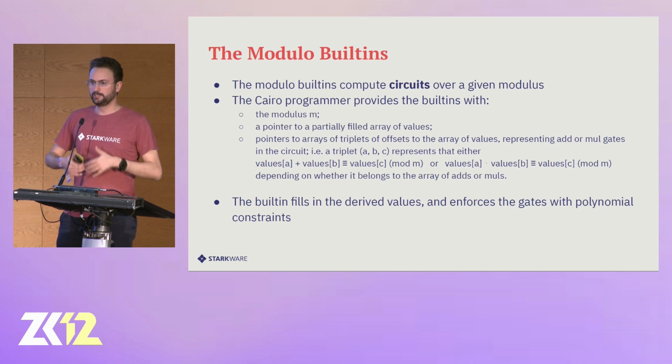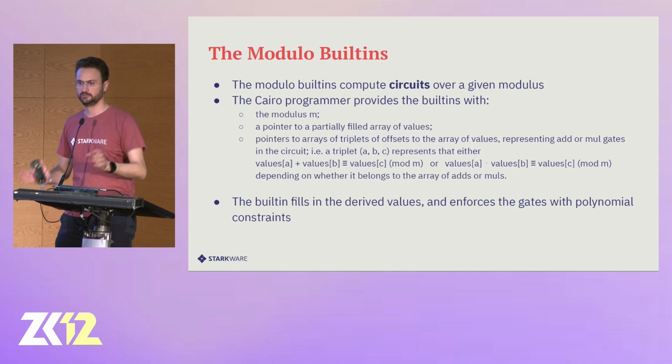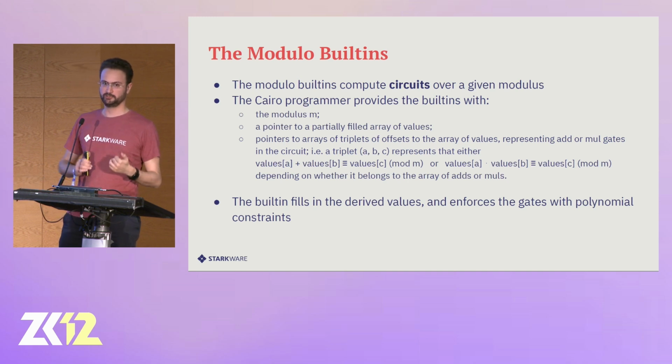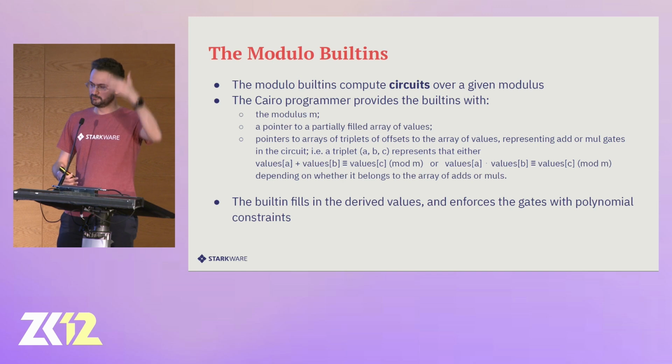It's much more efficient to build that circuit, provide the entire circuit to the built-in, and then get the output of the circuit. So the way the interface actually works is that the Cairo programmer provides the modulus M, which is fixed for the circuit, a pointer to the list of all the values that will be the intermediate values used in the circuit, including pre-filled the inputs that they need, and two arrays of triplets. Each one gives us offsets to either an addition gate or multiplication gate.